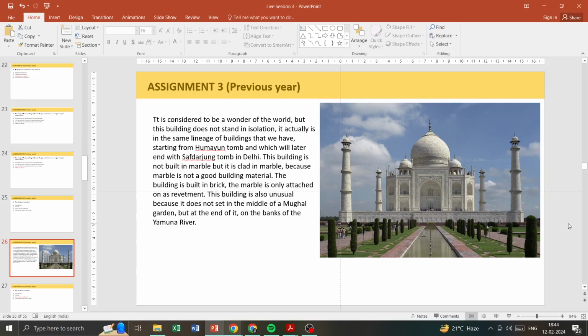The entire building, from the platform to the iwan, to the decorations, the ornamentation, the domes, the chhatris and the minarets, everything is clad in marble. It is also unusual. The Taj Mahal stands a little different from other Mughal buildings because it is not in the middle of a Mughal garden but at the end of it. Usually buildings are kept in the middle of the Mughal garden, but the Taj Mahal is kept at the end of the garden, on the banks of the Yamuna River.